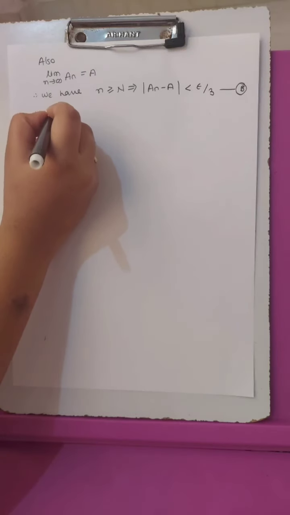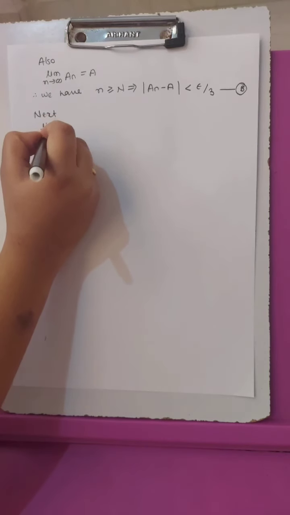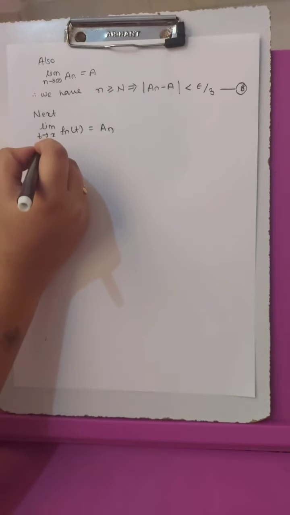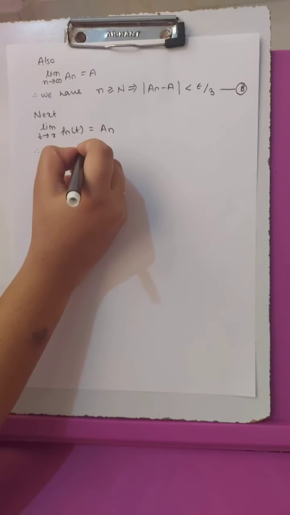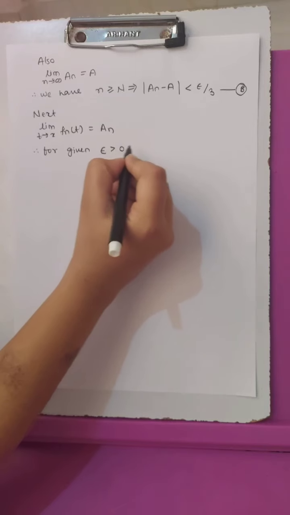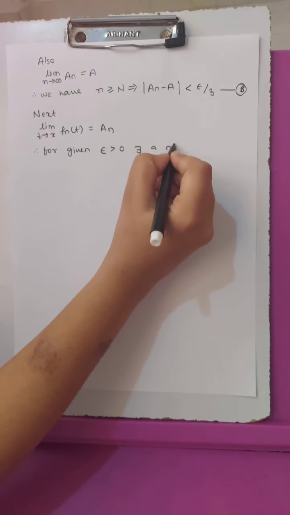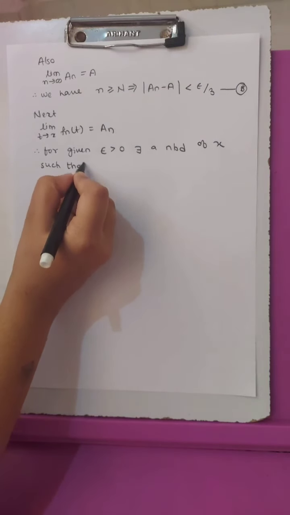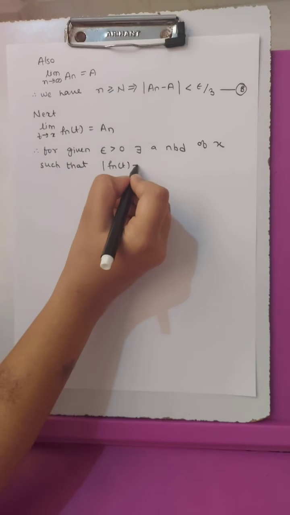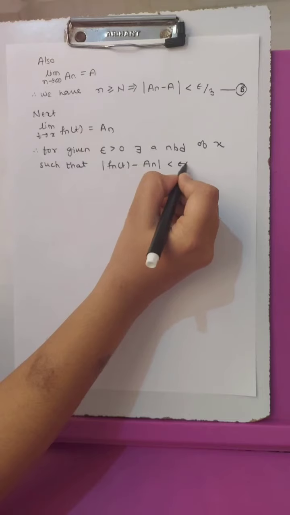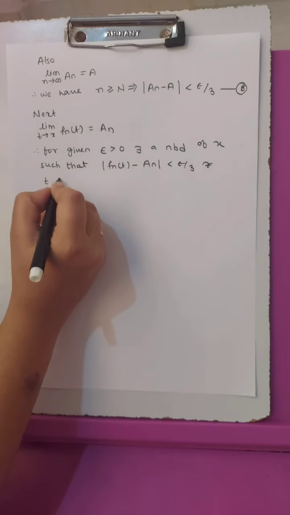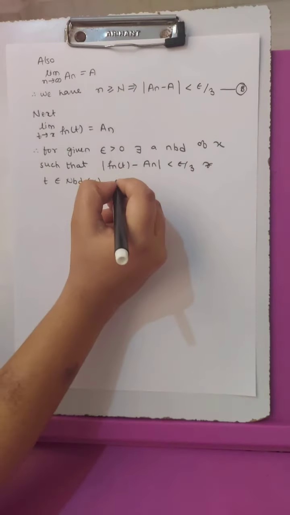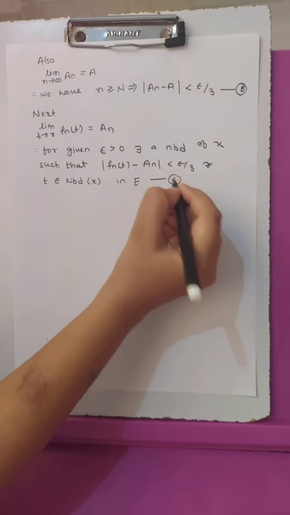Now next, as it is given that limit t tends to x, fn of t is equal to An, therefore for given epsilon greater than 0, there exists a neighborhood of x such that mod of fn of t minus An is less than epsilon by 3 for all t belongs to the neighborhood of x, or you can say the delta neighborhood of x in the set E. Let it be C.